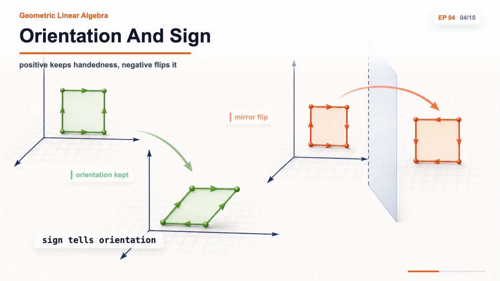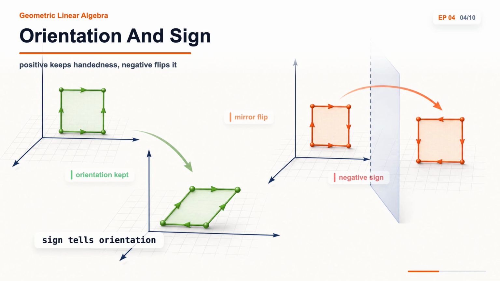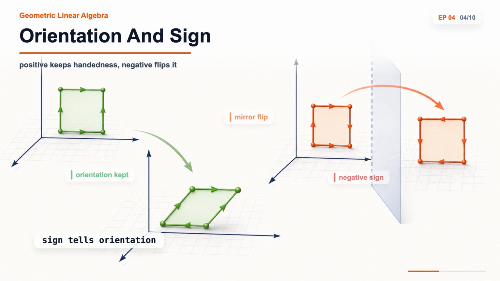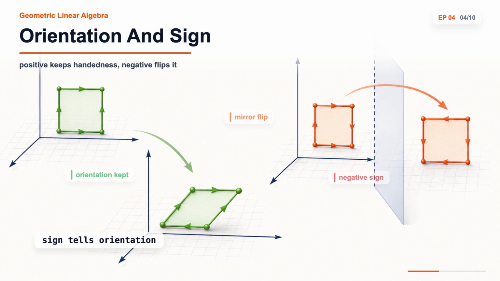The absolute value of the determinant tells how much area is scaled. The sign tells whether orientation is preserved or reversed. Imagine walking around the unit square in a chosen direction. If the transformed parallelogram keeps the same turning order, the determinant is positive. If the transformation flips the square like a mirror, the turning order reverses, and the determinant is negative. So the determinant is not just area, it is signed area.